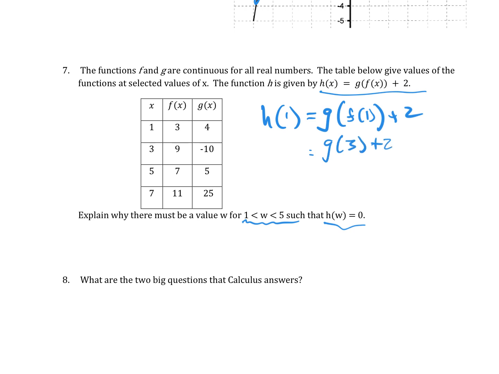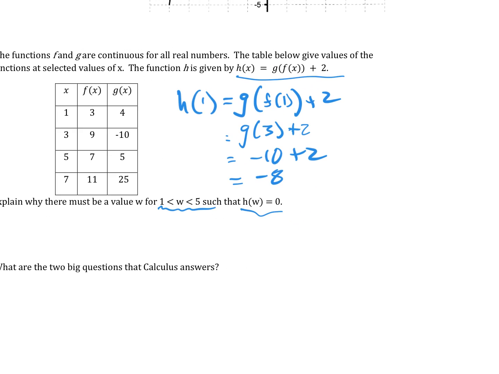So that is g of 3 plus 2. Well, what is g of 3? This is not g times 3. This is g of 3. G of 3 is the g value when x is 3, so it looks like it's negative 10. So this is negative 10 plus 2, which is negative 8. So h of 1 is negative 8. All right. What about h of 5? Let's find the other endpoint.